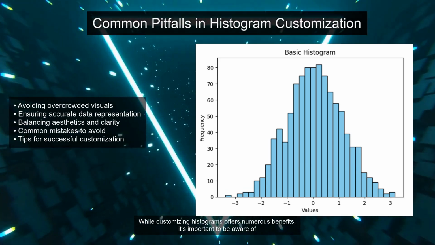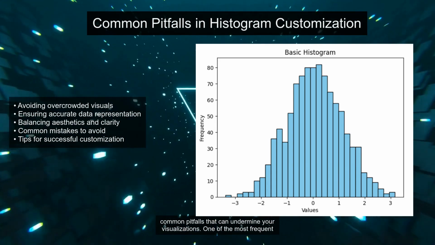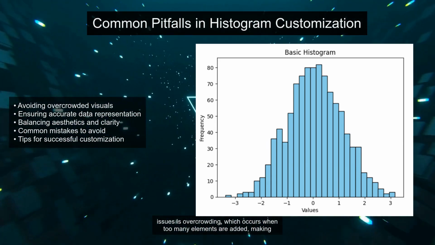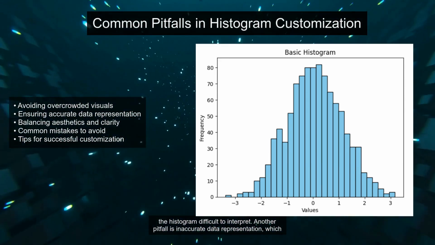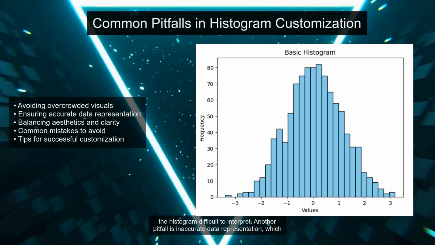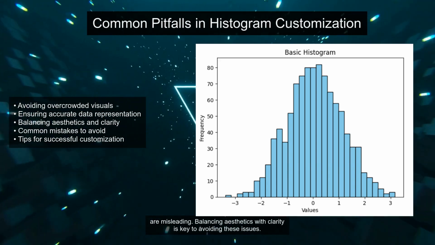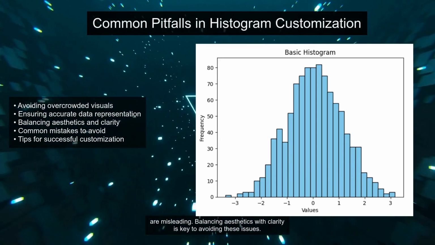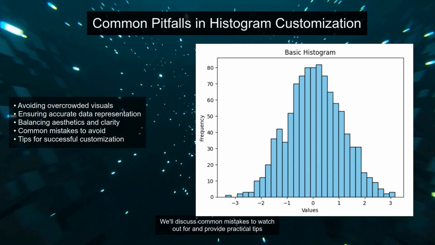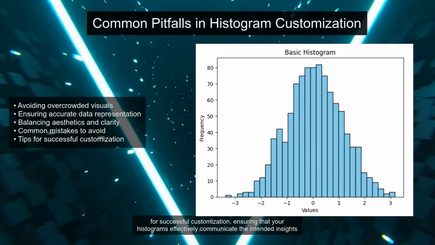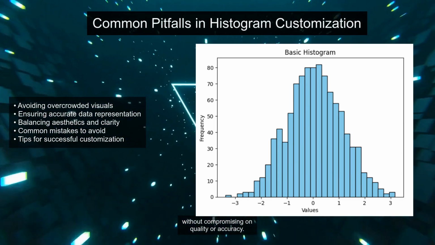While customizing histograms offers numerous benefits, it's important to be aware of common pitfalls that can undermine your visualizations. One of the most frequent issues is overcrowding, which occurs when too many elements are added, making the histogram difficult to interpret. Another pitfall is inaccurate data representation, which can happen if bins are not chosen appropriately or if color maps are misleading. Balancing aesthetics with clarity is key to avoiding these issues. We'll discuss common mistakes to watch out for and provide practical tips for successful customization, ensuring that your histograms effectively communicate the intended insights without compromising on quality or accuracy.